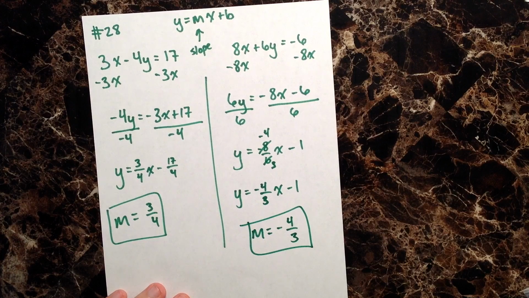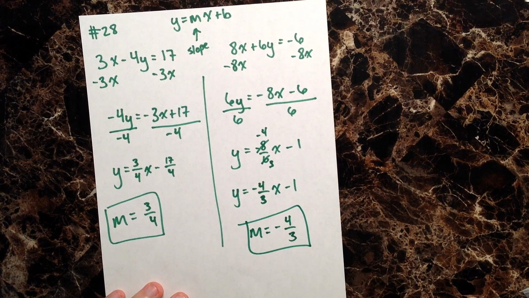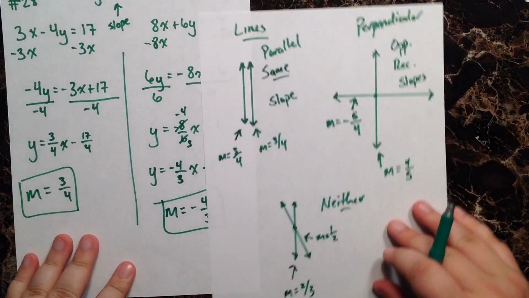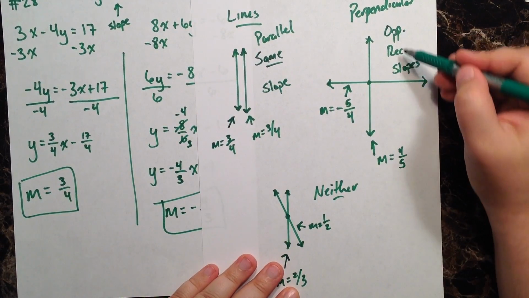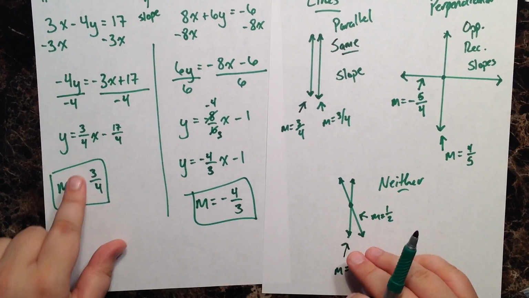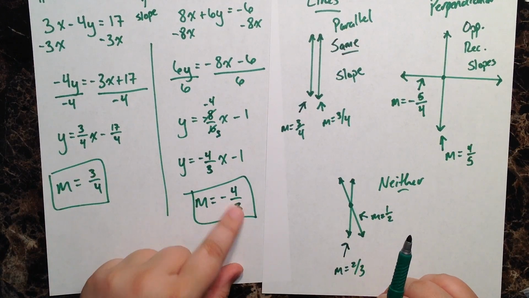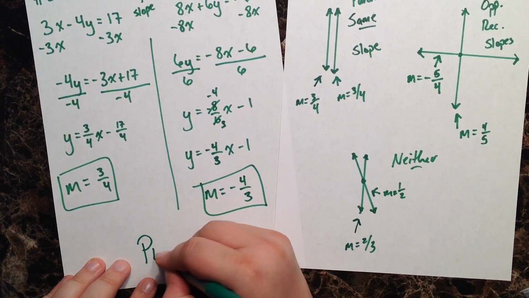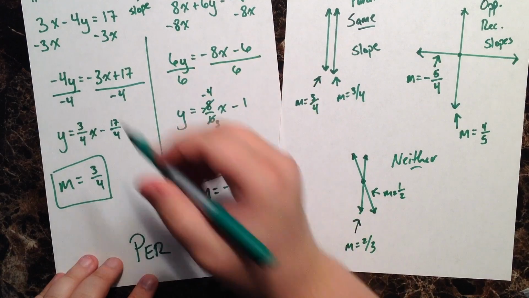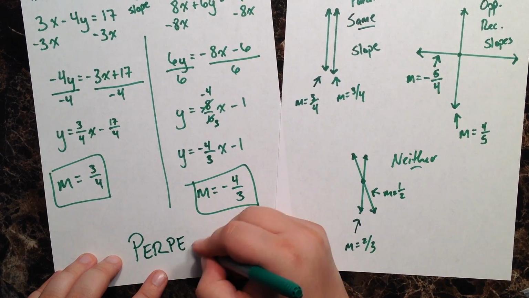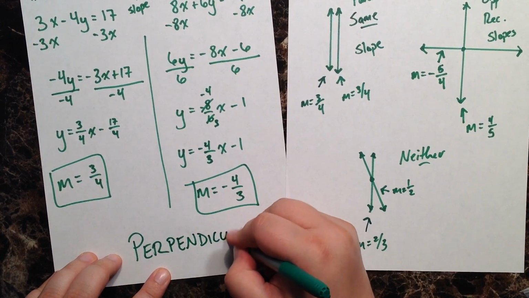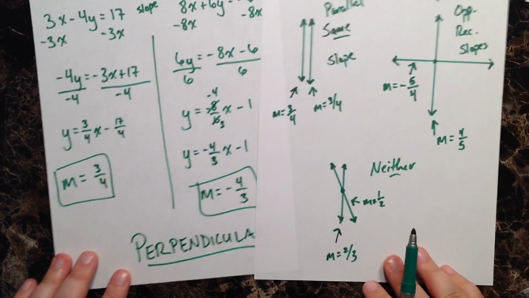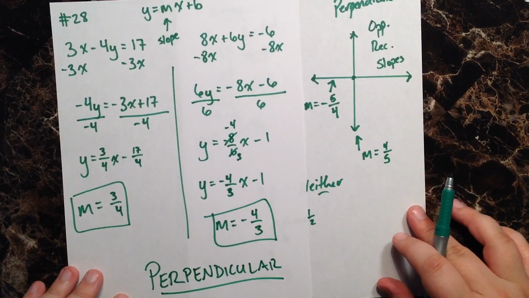Well, what did we just talk about with regards to slopes? Lines that have opposite reciprocal slopes, positive 3 over 4 and -4 over 3, are what? They are perpendicular. And so these two lines are perpendicular. I had to make sure I spelled it right. All right, so that's not too bad, right?